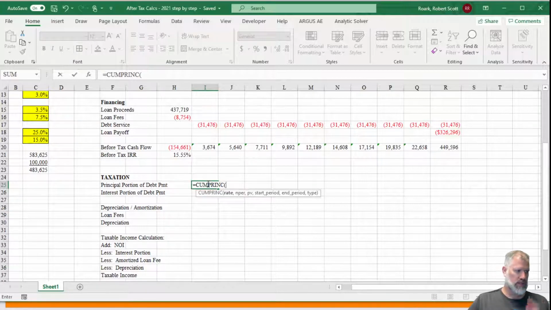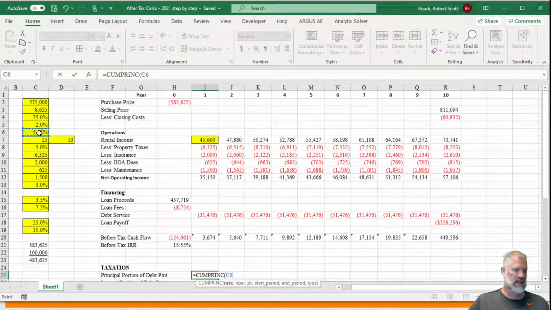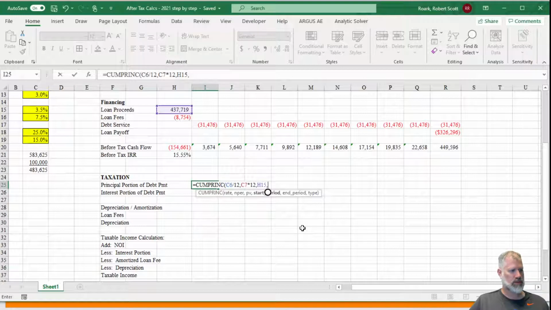So the first thing we need to do is refer to the rate. I'm going to go up and link to the rate and divide that by 12. The next input is the number of periods. We are amortizing this based on a 25-year window, so I need to multiply it times 12. The next input is the present value, so I'm going to link to the amount of loan that we had. The next thing it says is the start period.